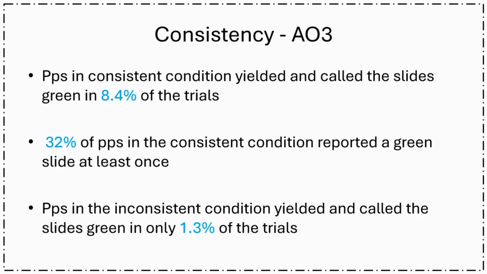So what did they find? Well, the real participants in the consistent condition gave in and called the slides green in 8.4% of the trials. 32% of those participants in the consistent condition reported a green slide at least once. That's nearly a third. However, in the inconsistent condition, they only called the slides green in 1.3% of the trials. So this demonstrates the importance of consistency in trying to persuade a minority group.